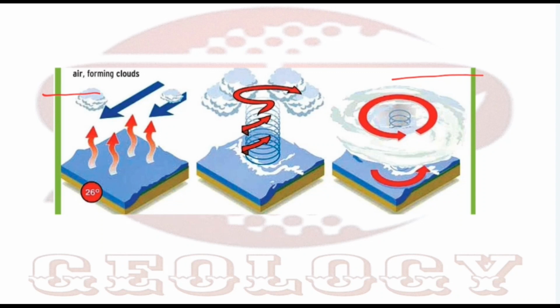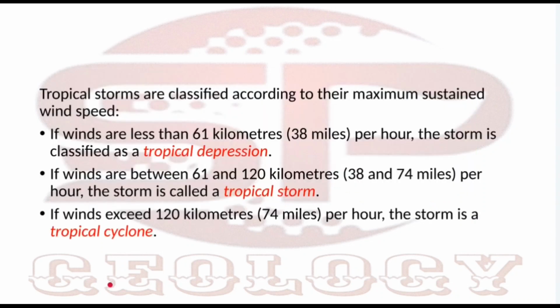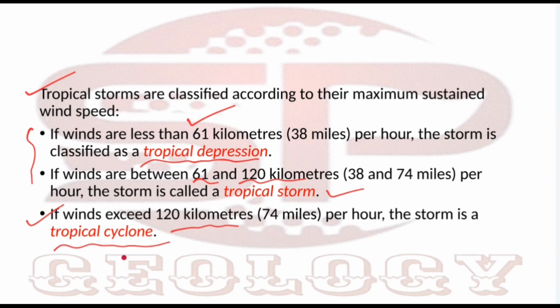So that's how a cyclone is formed. Depending upon the speed, it's classified into three types. If the wind is less than 61 km/h, it is called a tropical depression. If the wind is between 61 and 120 km/h, it is called a tropical storm. And if the wind exceeds 120 km per hour, then it is called a tropical cyclone. So for a cyclone, wind speed must exceed 120 km/h.